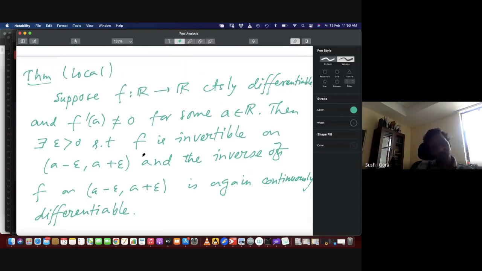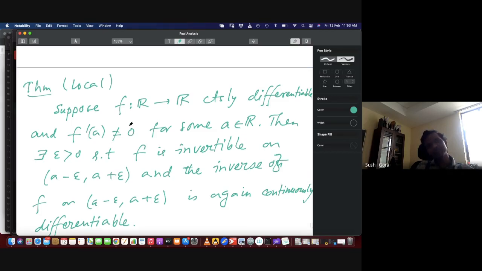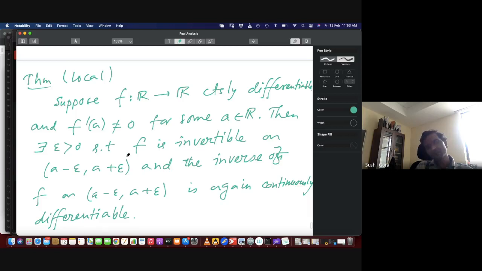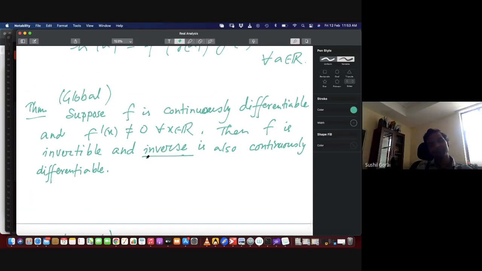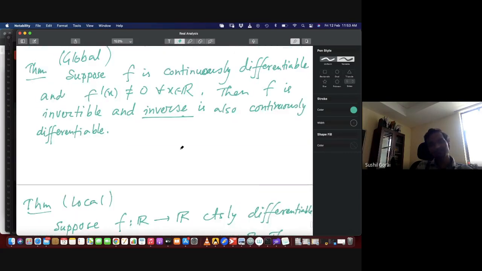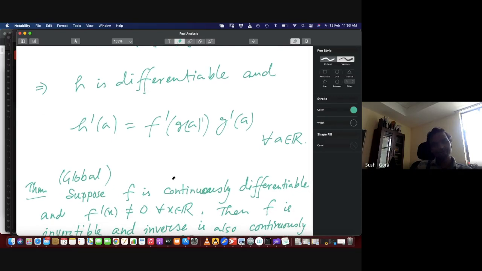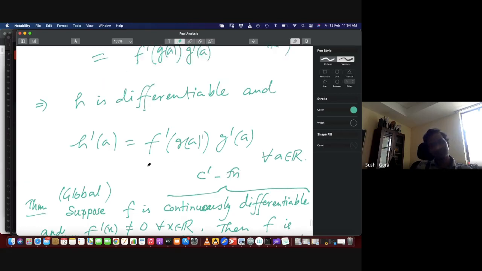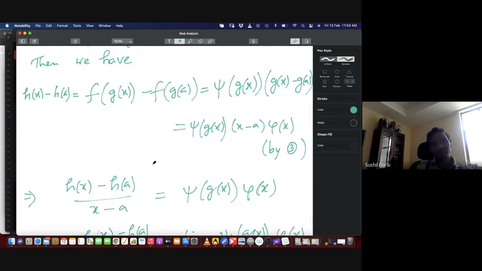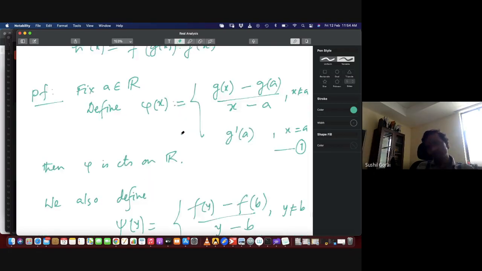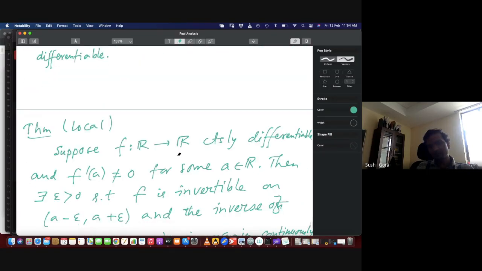Is this clear? So this is local, in a neighborhood. At one point it is non-zero, which means in a neighborhood it will be non-zero. So on that neighborhood you will get f invertible, and the inverse is also C1. Continuously differentiable is the short form of C1. So this is the notation, a C1 function. All right, so in the chain rule, suppose f is not defined on the whole of R, g is not defined on the whole of R, then what happens? We'll come back to the proof of both of these theorems next time.